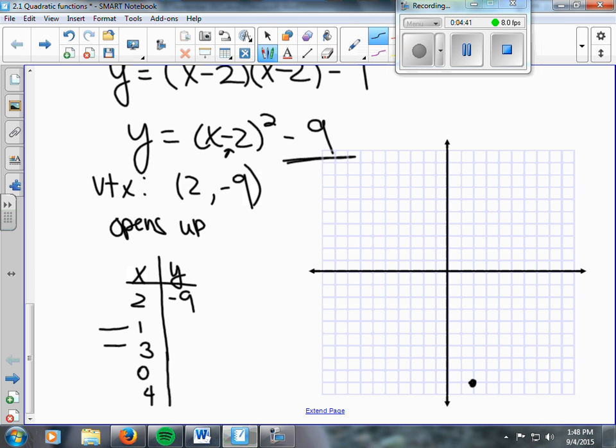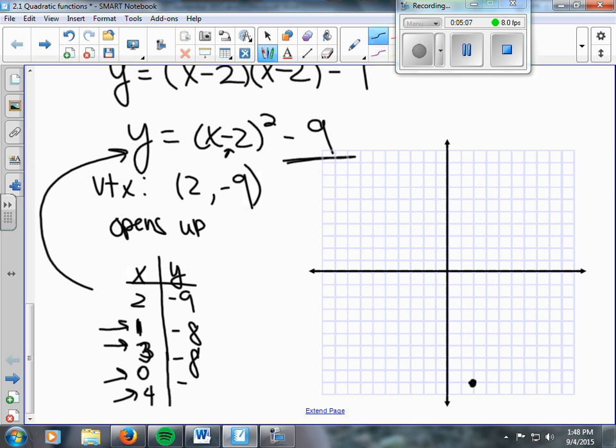Okay, and notice I've chosen some values to plug in. Now, what is important about these values? They're close to the vertex, and they're the numbers you're used to graphing, but just shifted. So I took the vertex x and I subtracted 1 to get 1, and I added 1 to get 3. So when I plug that into the original, I get 2 minus 1, 1 minus 2 is negative 1. Negative 1 squared is 1. Minus 9 is negative 8, and this is going to give me negative 8 as well.